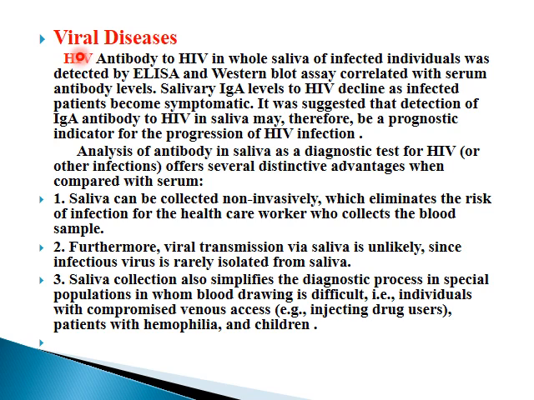Viral diseases like HIV: antibody to HIV in whole saliva of infected individuals was detected by ELISA and Western blot assay, correlated with serum antibody level. Salivary IgA level to HIV declines as infected patients become symptomatic. It was suggested that detection of IgA antibody to HIV in saliva may therefore be a prognostic indicator for the progression of HIV infection.